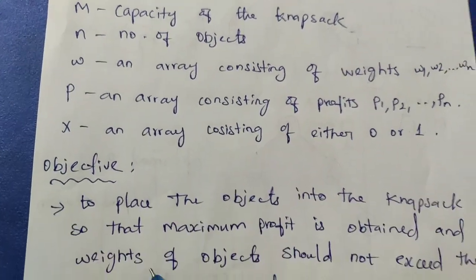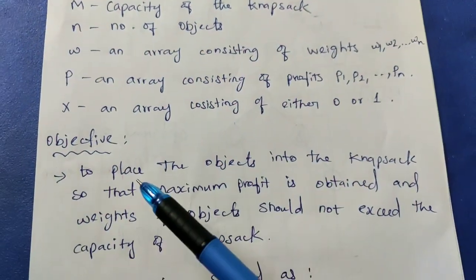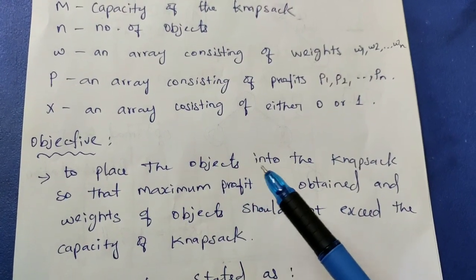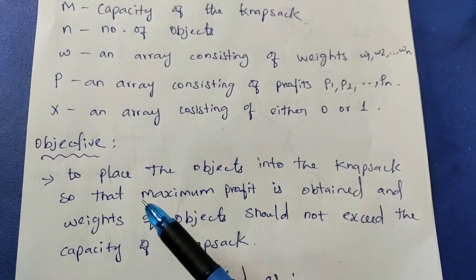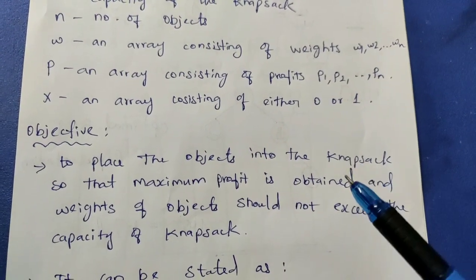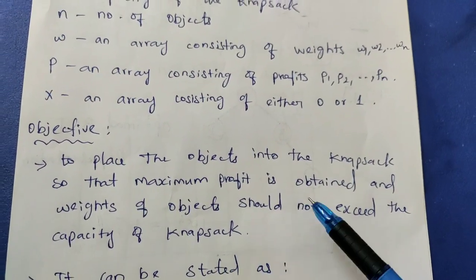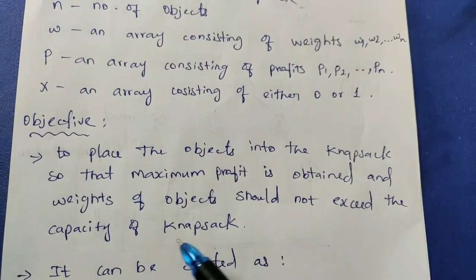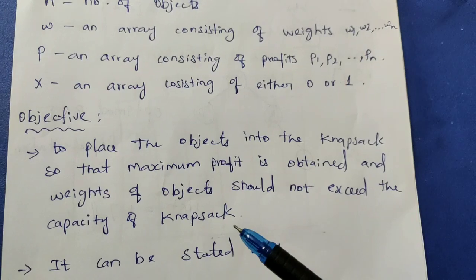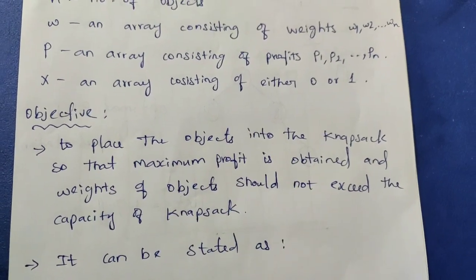What is the objective of the knapsack? With all this information, the objective of the knapsack is to place the objects into the knapsack so that maximum profit is obtained and the weight of the objects that got included into the knapsack should not exceed the capacity of the knapsack. So this is the objective of the 0 by 1 knapsack using dynamic programming, similar to the greedy method knapsack.